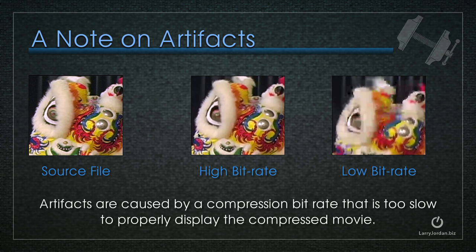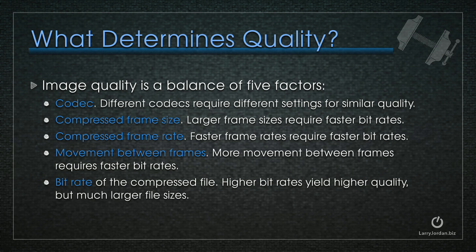And we're starting to see some smearing in the curving lines around the head of the Chinese dragon in the picture in the middle. But the picture on the right has way too low a bitrate. Look at how stair-steppy and blocky the edges of the white with the black background are. Look at how we've lost all the detail in the eye, all the detail of the swirling stitching of the red in the face of the Chinese dragon. Artifacts, which are always rectangular blocks, are caused by a compression bitrate that is too low to properly display the compressed movie. So you ask, what determines quality?